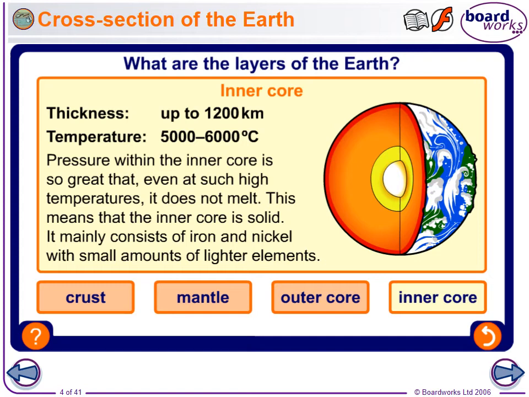And finally, we reach the inner core, whose thickness is about 1,200 kilometers and the temperature between 5,000 and 6,000 degrees Celsius. The pressure within the inner core is so great that even at high temperatures, the rock in there does not melt. This means that the inner core is solid. It mainly consists of iron and nickel with small amounts of lighter elements. Pause the video here and copy the information on the screen.